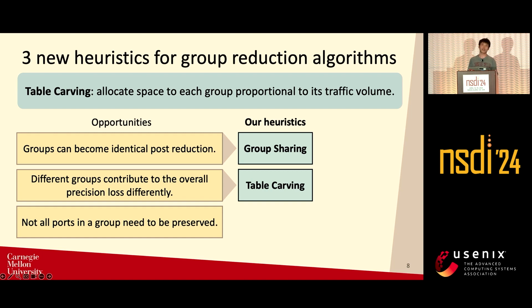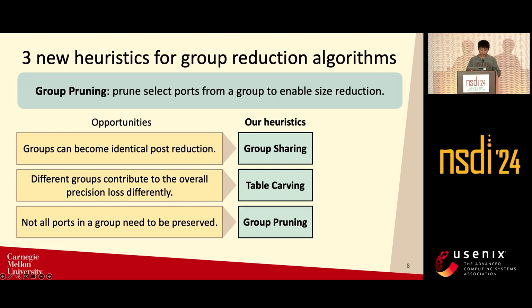So different groups can serve different amounts of traffic, and it is unreasonable for a group that's serving only a tiny fraction of traffic to take up a large chunk of space. So the idea of table carving is to allocate space to each group proportional to its traffic volume. And the last heuristic is called table pruning.